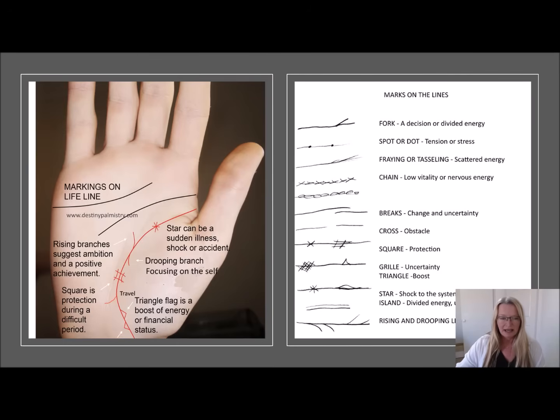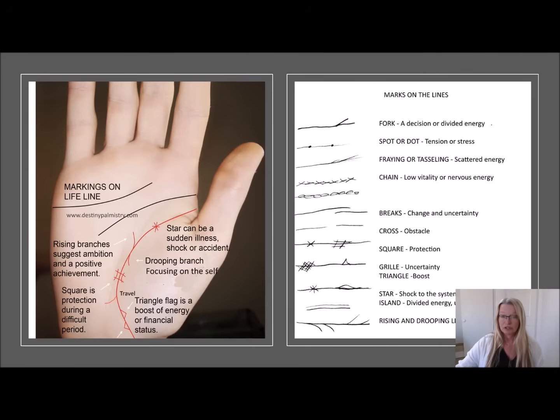Now we're looking at more of the marks on the lifeline, and the list that I have on the right here is from my book. These marks can be found on other lines, not just the lifeline, and they have a similar meaning. So the fork being a decision or divided energy, a spot or a dot can relate to sudden tension or sudden stress. Now let me explain.